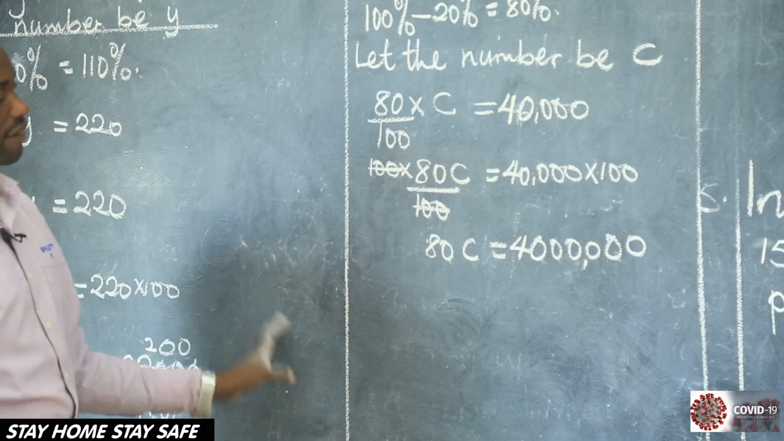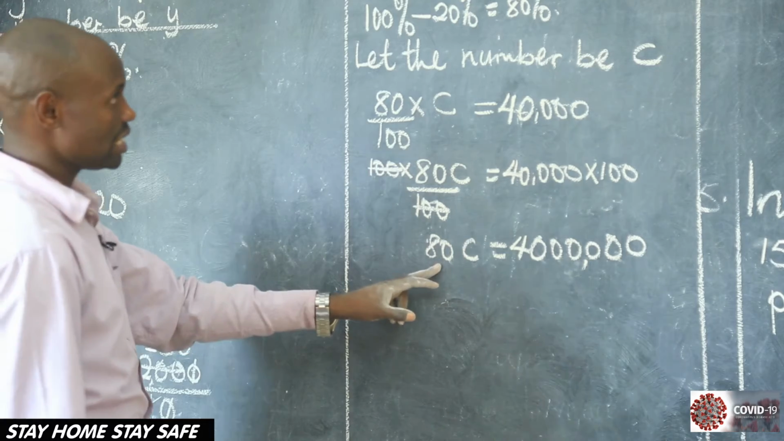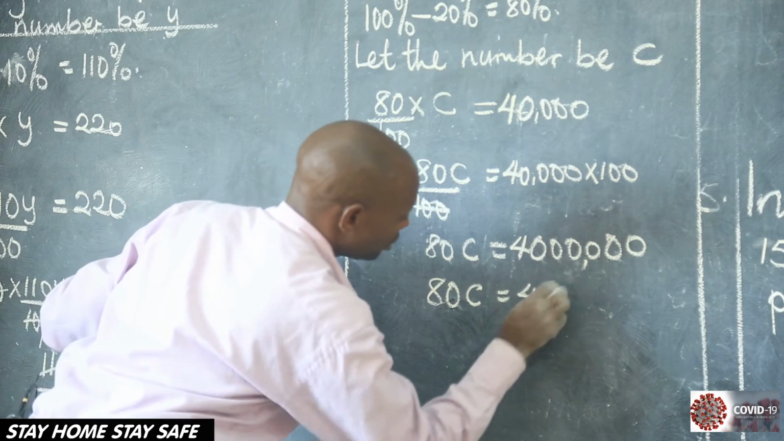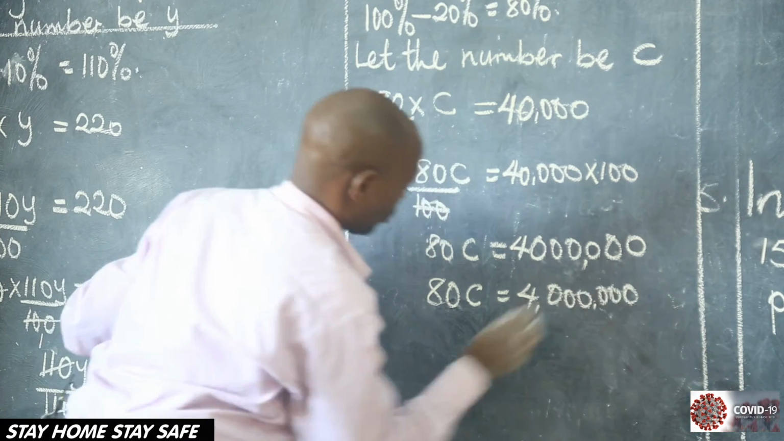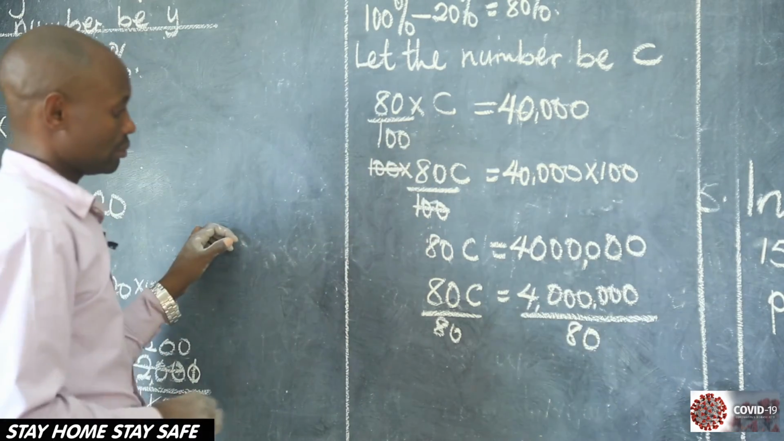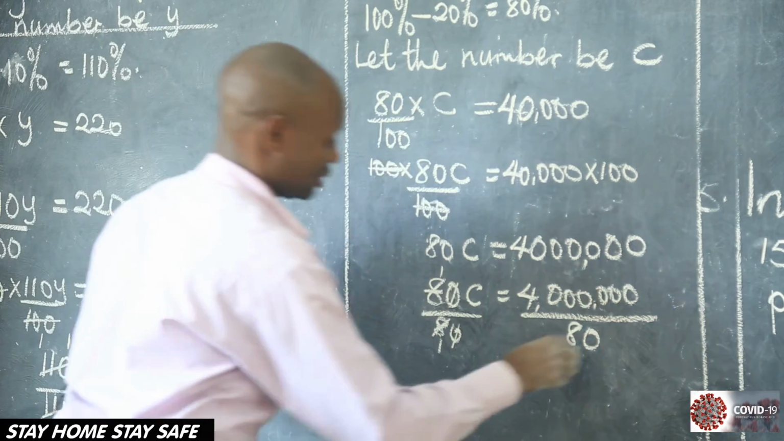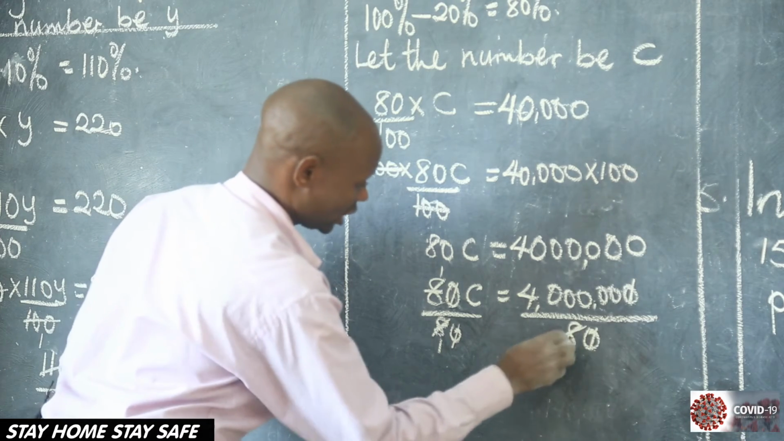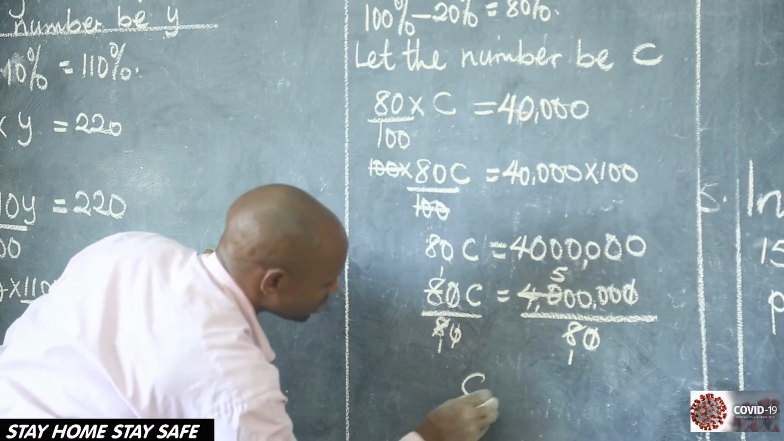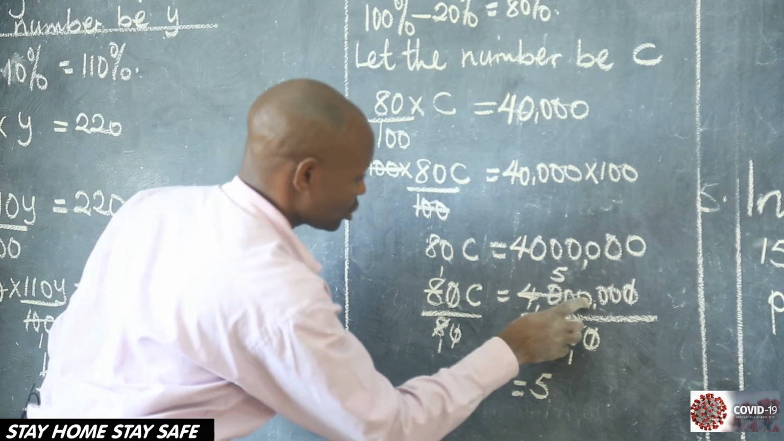And if I want to get the value of C, what do I do? It means I'm going to divide each side by 80. So we shall have 80C is equal to 4 million. You divide by 80, you divide here by 80. So this 0 goes with that one, 8 by 8 is 1. 8 goes into 40, it is 5 times. So we shall have C, which is equal to 5, then plus how many zeros?